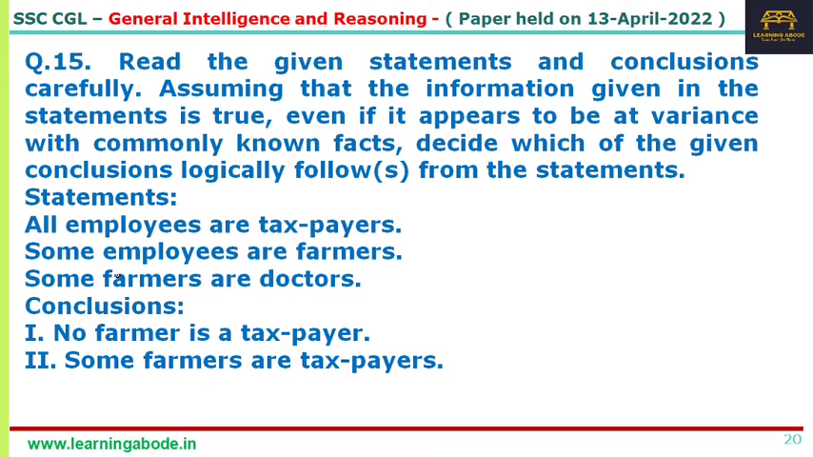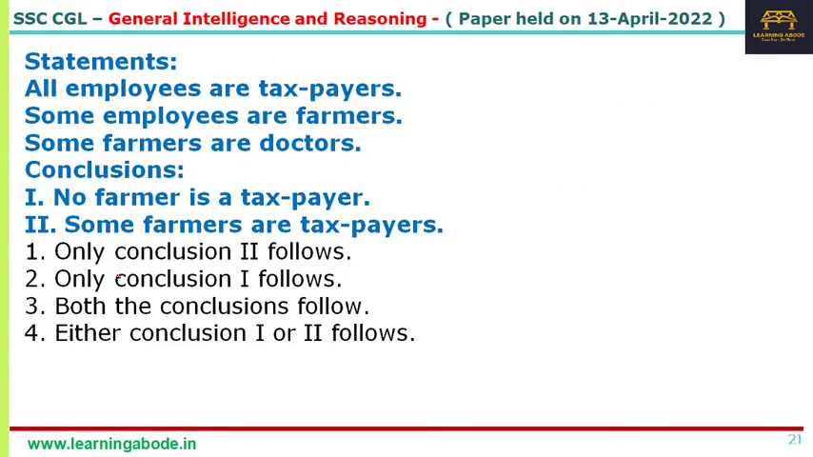Now question number 15 is a syllogism based question, right? So you have 3 statements and then 2 conclusions, and then we have to choose which conclusion follows. Okay, so we have been given 4 options. There could be multiple possibilities, so let me try to put down whatever is possible. All employees are taxpayers. Okay, so we have employees, and all employees are taxpayers. Let me put it into the form of a Venn diagram.